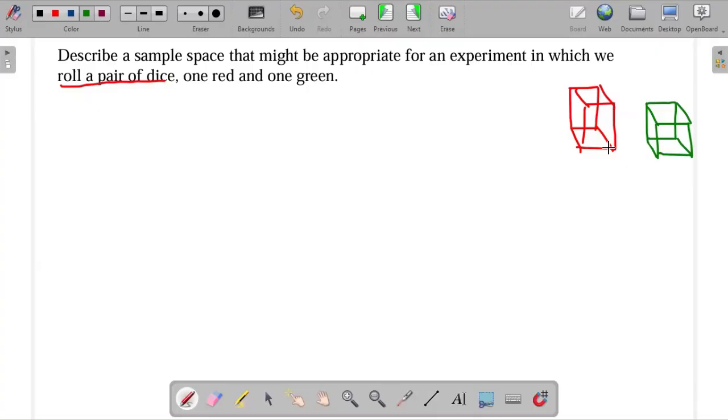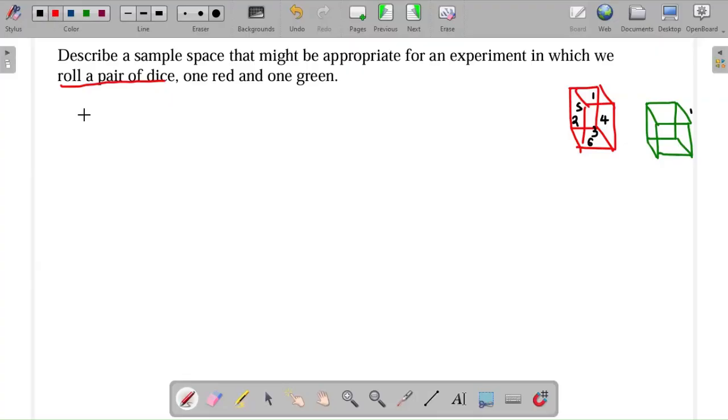Now they're asking us to describe the sample space, or in other words, to list the sample space. We know that this die has numbers 1 to 6. So this is 1, this is 2, this is 3, this side 4, and then that is 5, and then down here it's 6. The same applies to that green die. So when we roll these 2 dice, how can we describe the sample space?